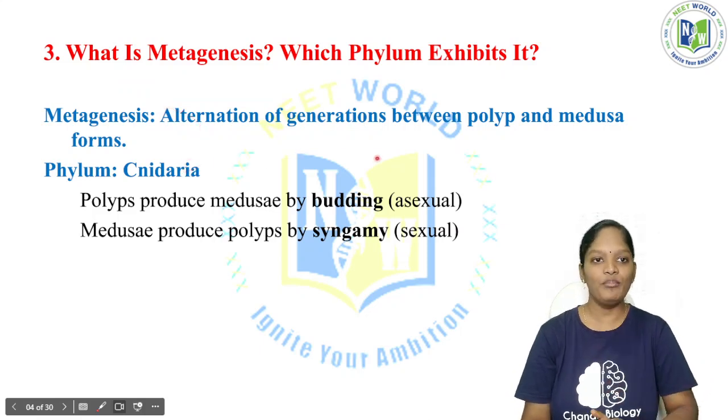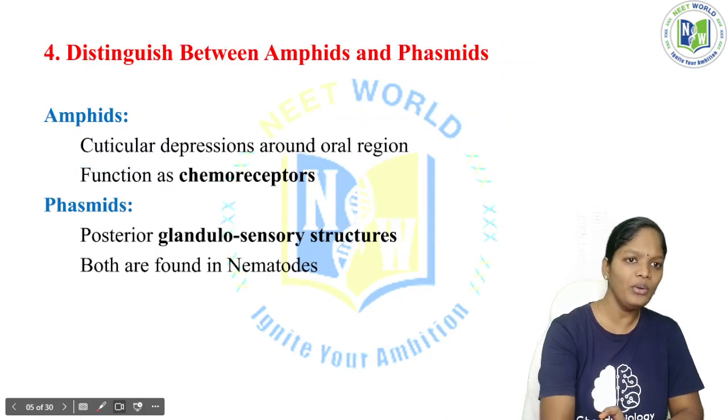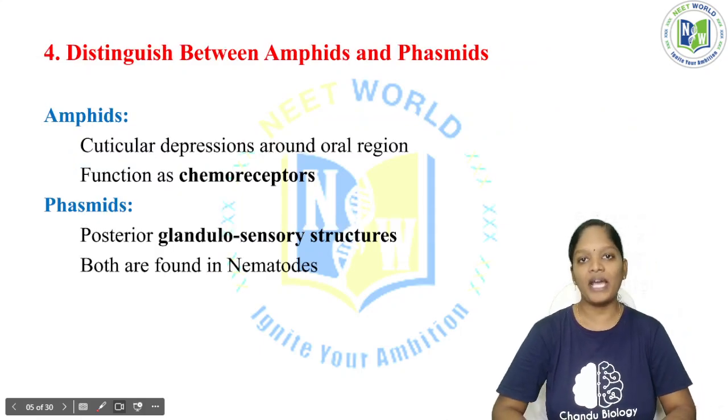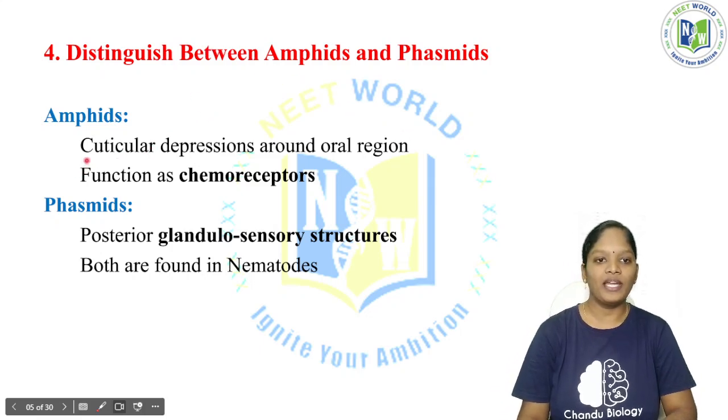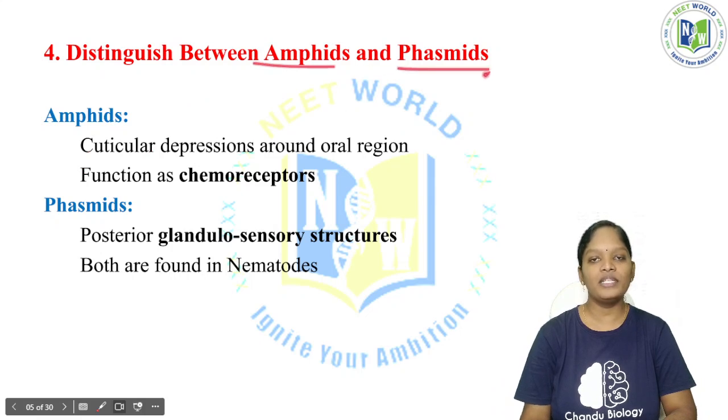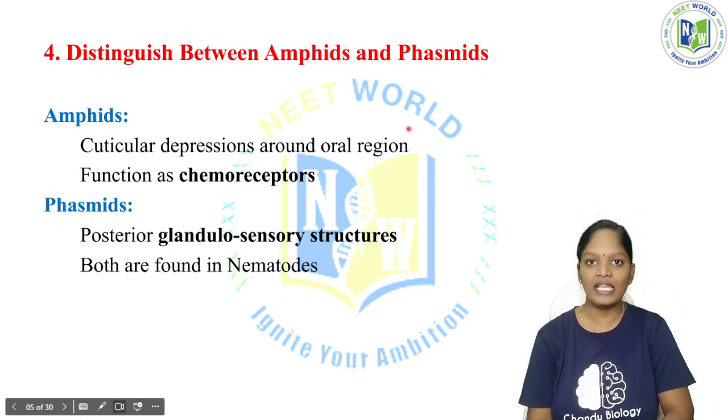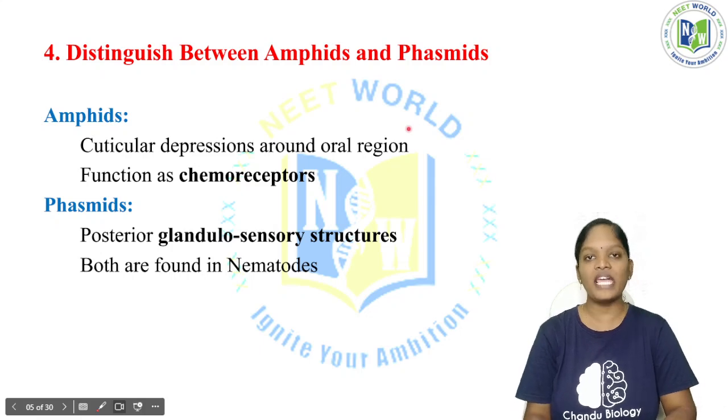So this is an important question. Now distinguish between amphids and phasmids. Let us discuss that. Amphids and phasmids are seen in nematodes. Nematodes means phylum Aschelminthes, also called Nematoda. Ascaris is the best example for these roundworms. We have discussed that.